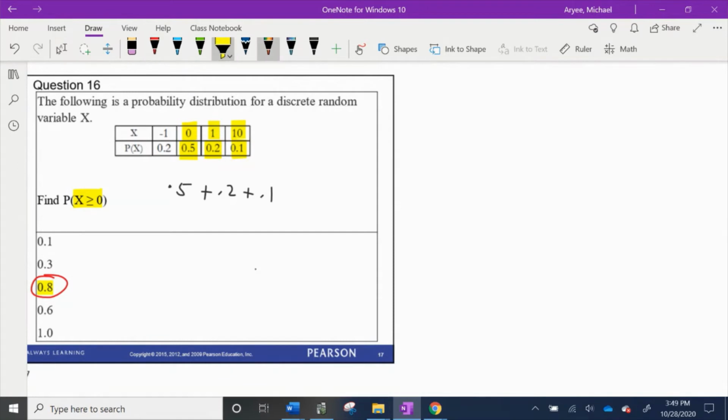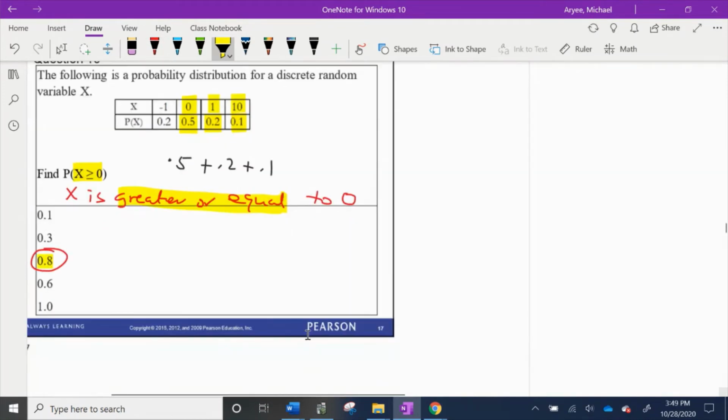I had a question. How come you're not using the other point two value for the -1? How come you don't use that? Okay, because this says x is greater or equal to 0. Yeah, that's because of what the symbol is saying. But that's a good question.